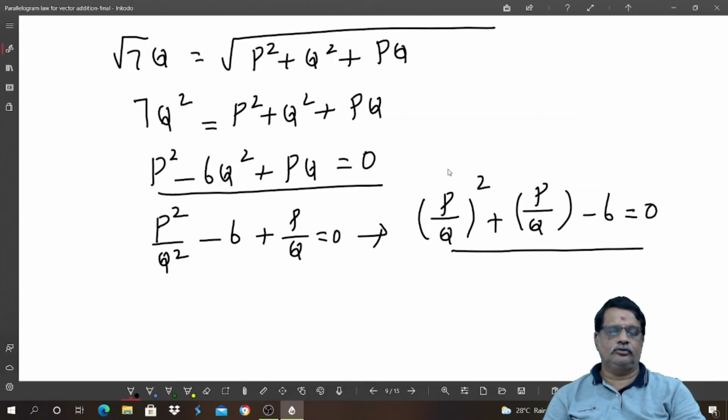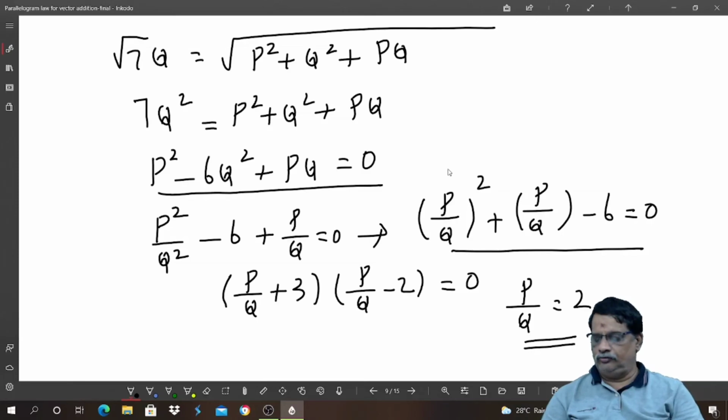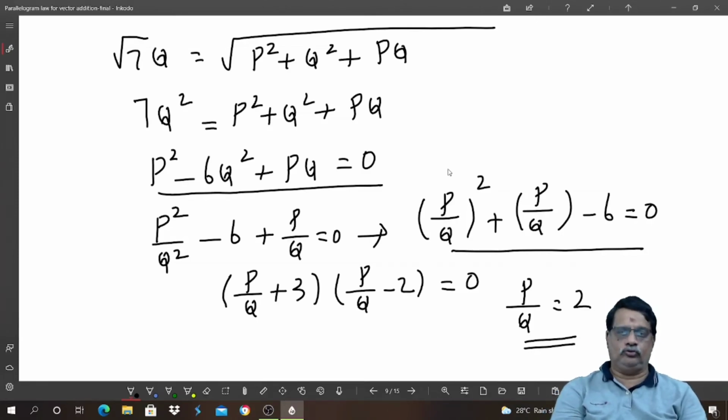So now you know that this is very simple. By factorization you can get the answer. So this will be P by Q plus 3 into P by Q minus 2 equal to 0. So P by Q cannot be equal to minus 3. Therefore P by Q should be equal to 2. That is our answer. So our answer is P by Q equal to 2.